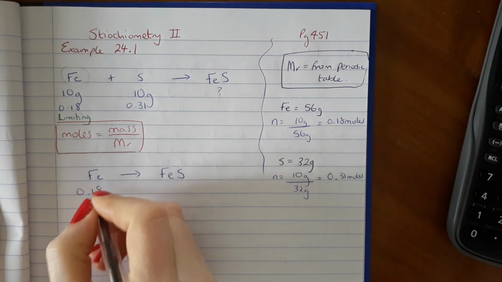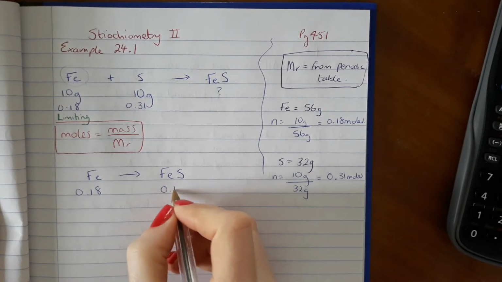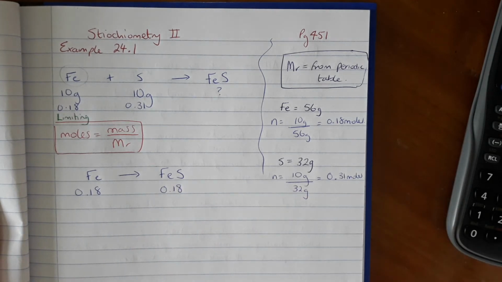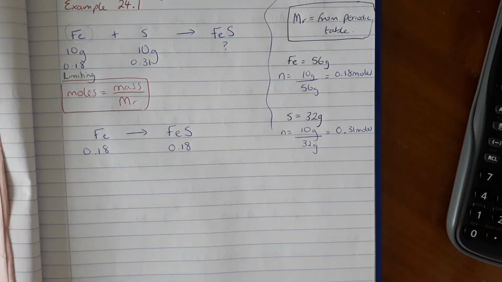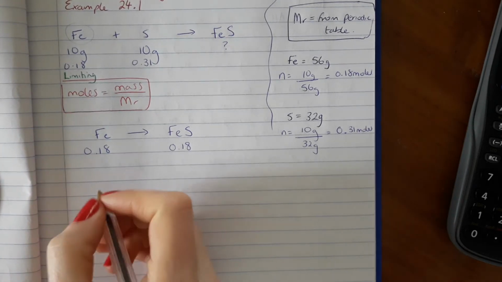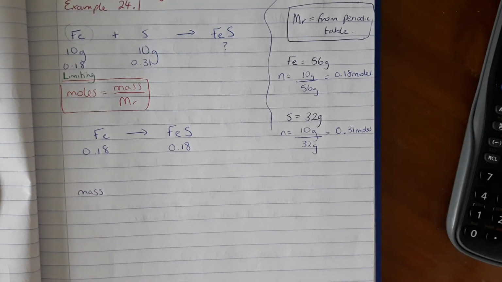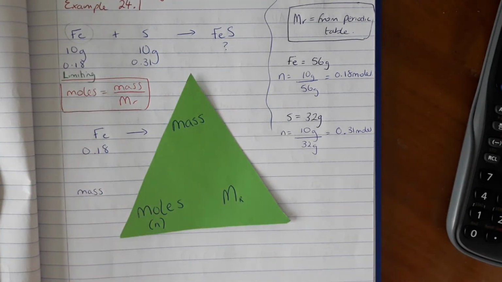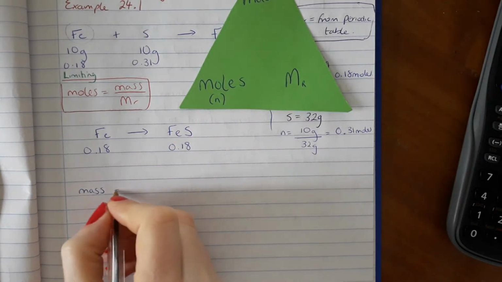I have 0.18 moles of iron. The maximum amount of iron sulfide I can therefore produce is 0.18 moles of iron sulfide. So the question asked me to calculate the maximum amount of iron sulfide that could be formed in this reaction. It's 0.18 moles of iron sulfide, or of course I'm only ever concerned about mass because the question was given to me in mass. So again, mass is moles multiplied by relative molecular mass.